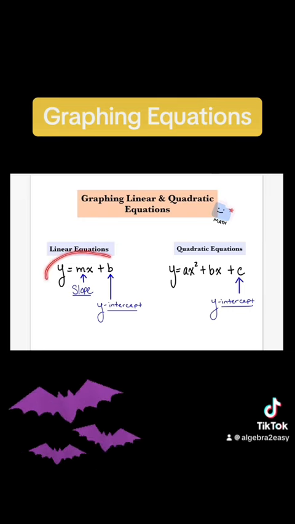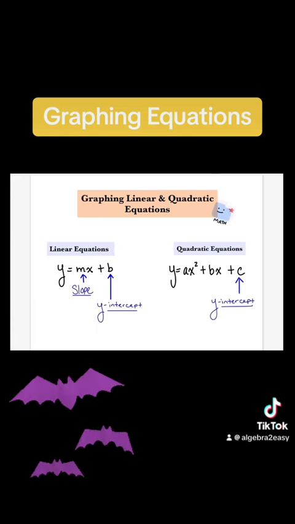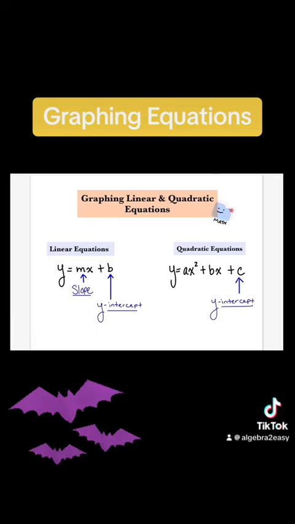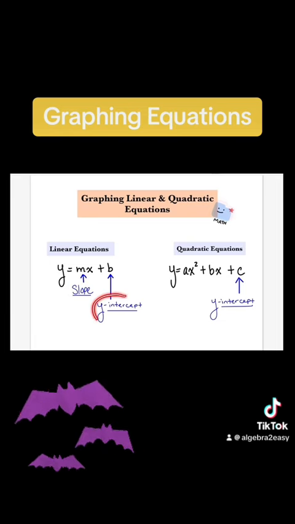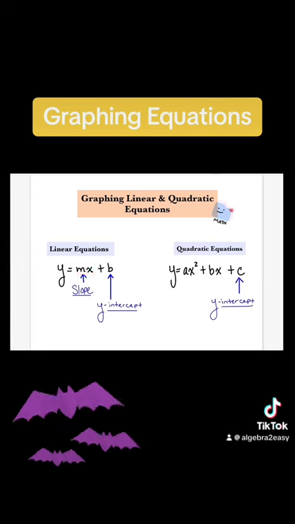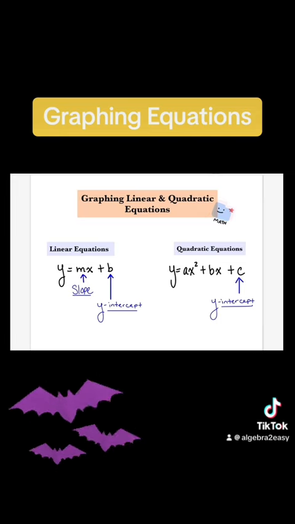Linear equations are in the form y equals mx plus b. This is called slope-intercept form, named so because of how the equation gives you your slope and your y-intercept. The value attached to x tells us the rise over run for an equation, and the value added or subtracted on the end tells me the y-intercept, which is just a fancy word for where the function crosses the y-axis.